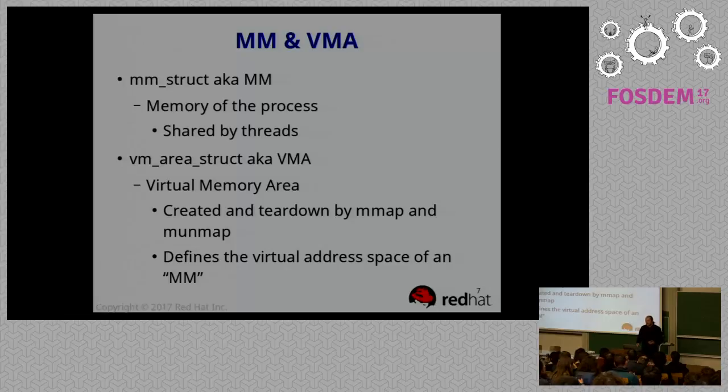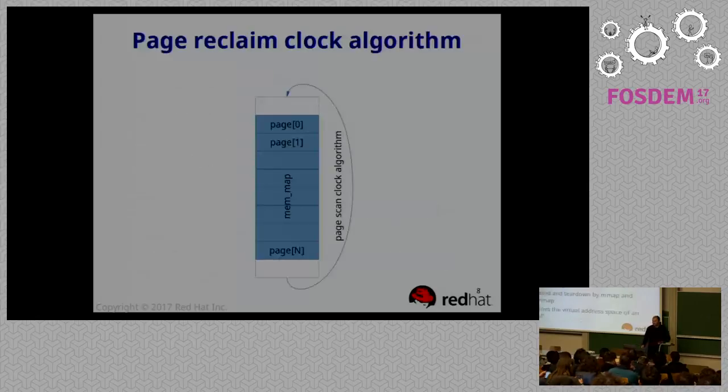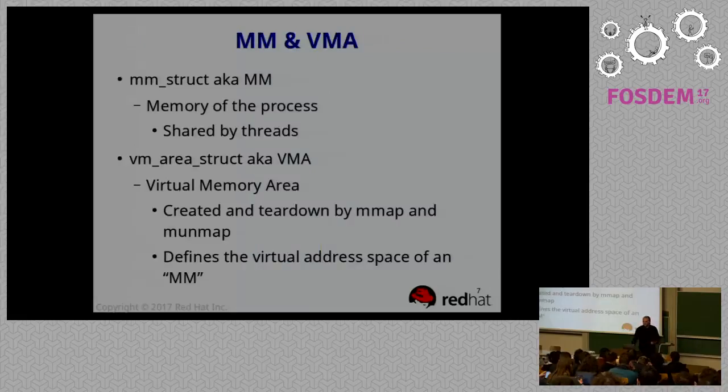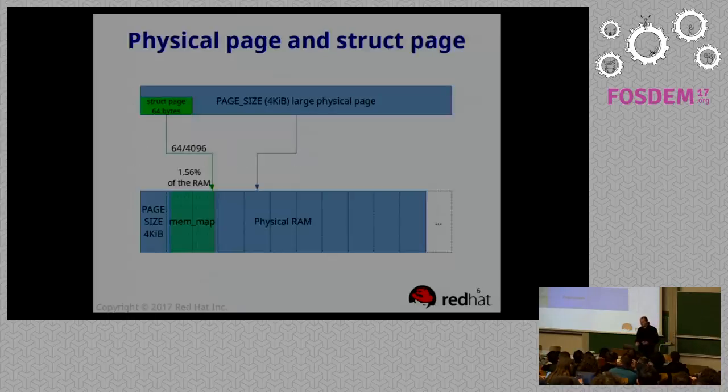A VMA is a structure instead that is created and torn down by syscalls like mmap and munmap. So effectively, when you allocate memory, be it with malloc, be it with new, be it with a Python new object or whatever, generally a VMA is created or enlarged. So this describes effectively the layout of the memory in the process. And of course, the VMA is linked into the MM. So the MM is a process, and the VMA is a structure of memory in the process.